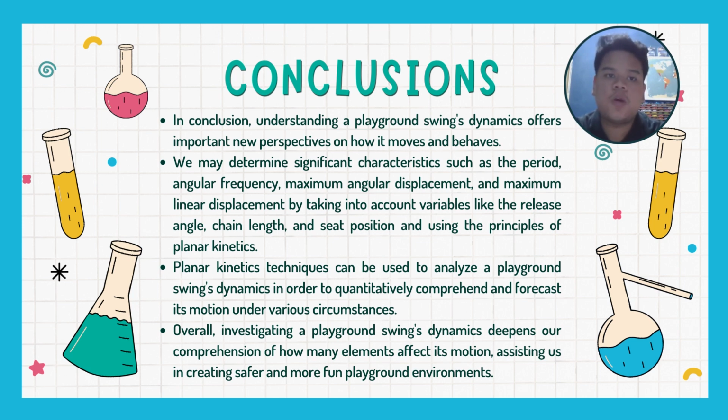So lastly, we will go into the conclusion of our case study. So in conclusion, understanding a playground swing's dynamics offers important perspective on how it moves and behaves. So we may determine significant characteristics such as the period, angular frequency, maximum angular displacement, and maximum linear displacement by taking into account variables like the release angle, chain length, and seat position, and using the principles of planar kinetics.